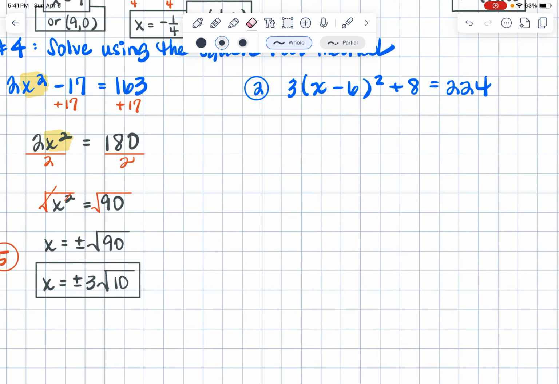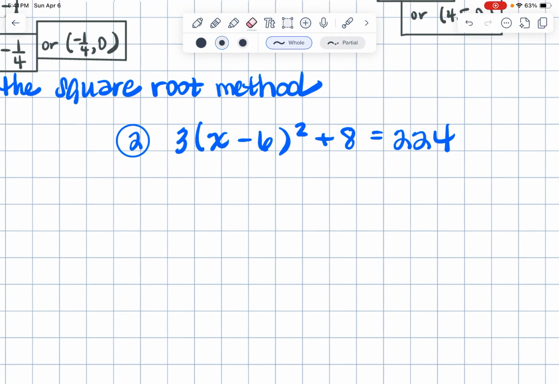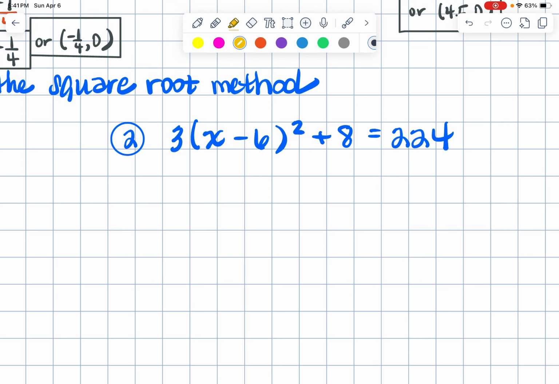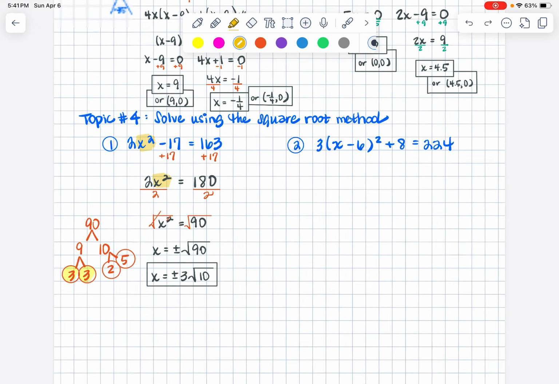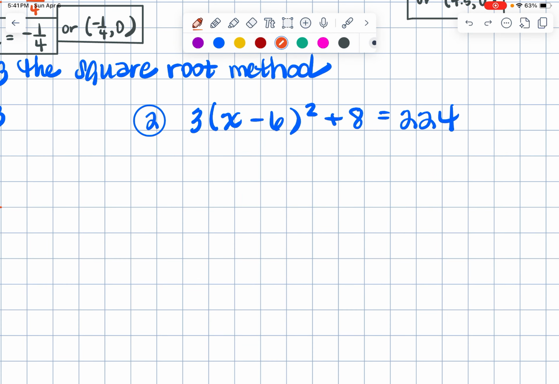Now this one is kind of the same thing, right? We have an x term. Here's our x squared, actually right here. But we're going to do everything we can to get the x squared isolated, just like we did on the last problem. Okay, so here we go. You always want to move the constant first, so we're going to subtract the 8.